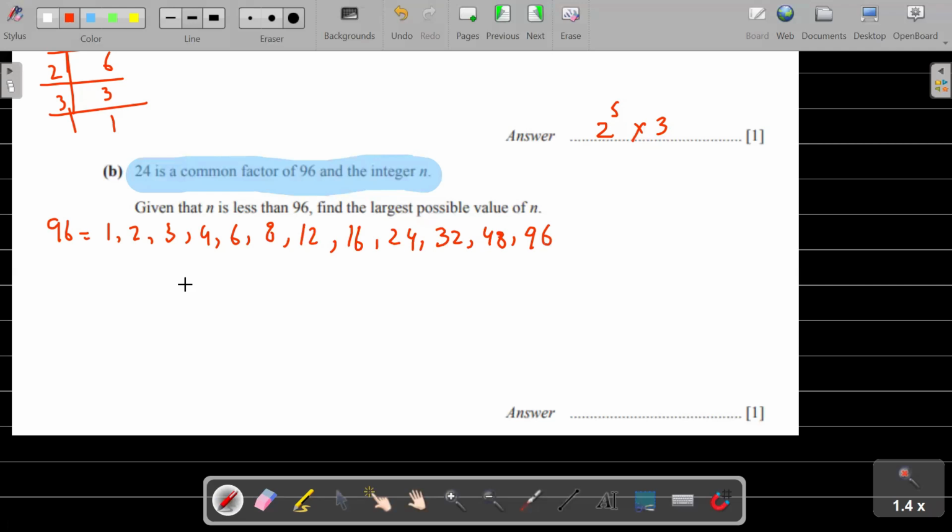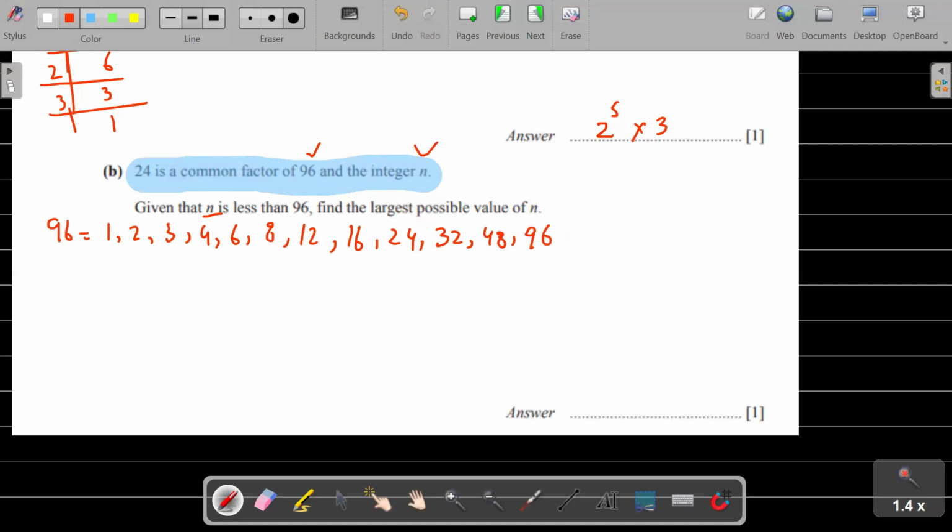Now it says that 24 is a common factor of 96 and a number. There are two numbers: one is 96 and one is n. And 24 is a factor of these two numbers. It means that n is a multiple of 24. So now I need to write all the multiples of 24, and it also says that n is less than 96. I'm going to write all the multiples of 24 which are less than 96.